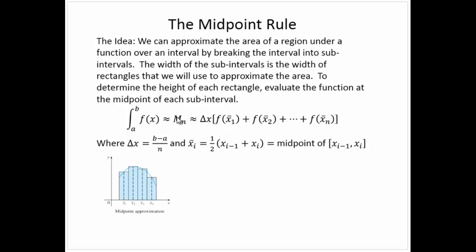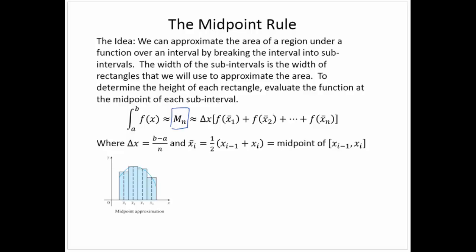And so then the integral from a to b of the function, for the midpoint rule, we'll use the notation M sub n, which stands for midpoint rule. The midpoint rule over some number n, where n is the number of subintervals, is given by delta x times f of x1 bar plus f of x2 bar plus up through f of xn bar.